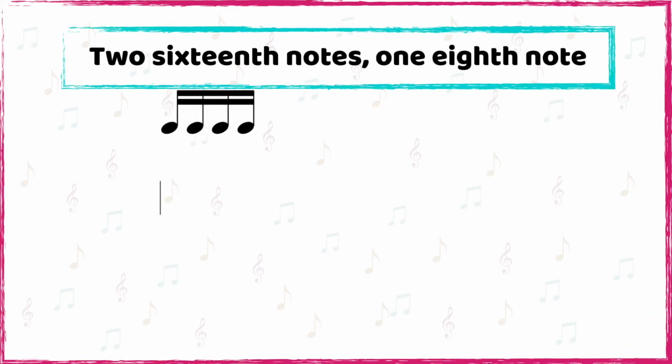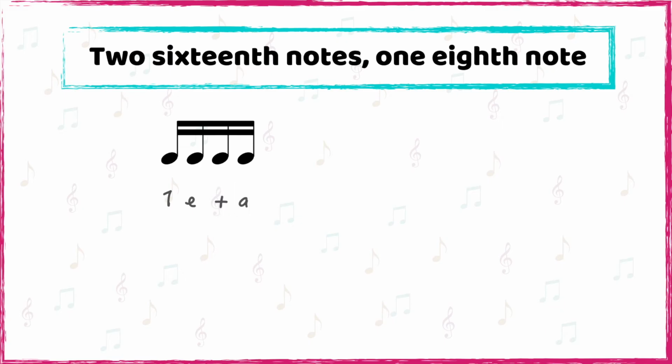Another way of grouping the 16th notes is to group the last two 16th notes together. They are now replaced with an eighth note. Counting will look like this. Note that the plus and A are underlined to show that the last two 16th notes are grouped together.